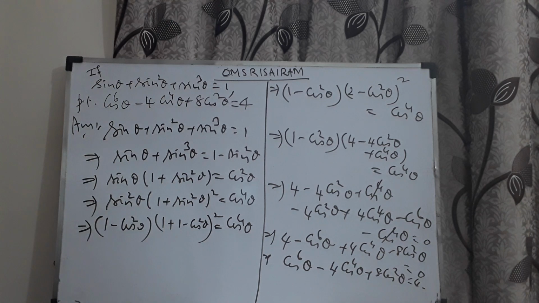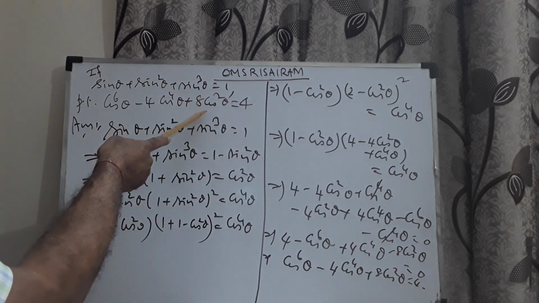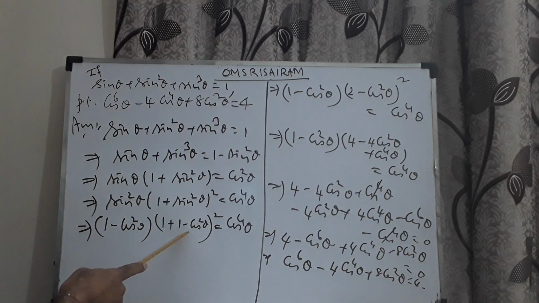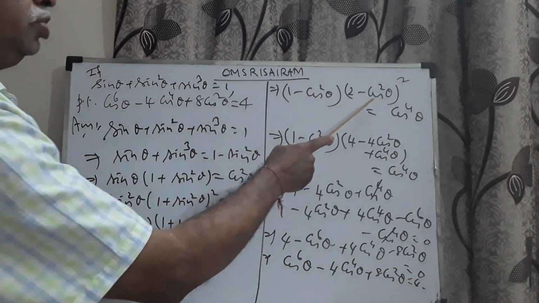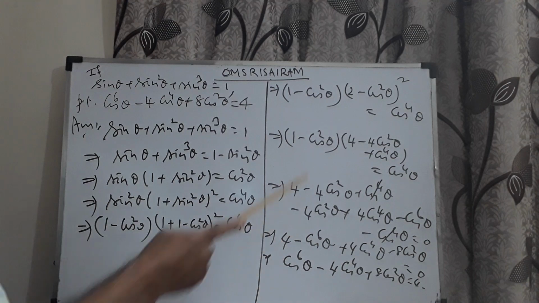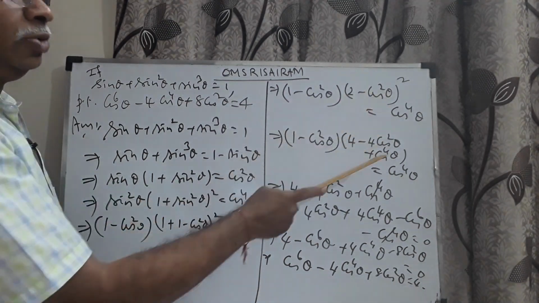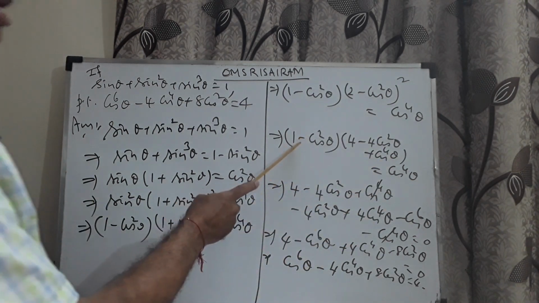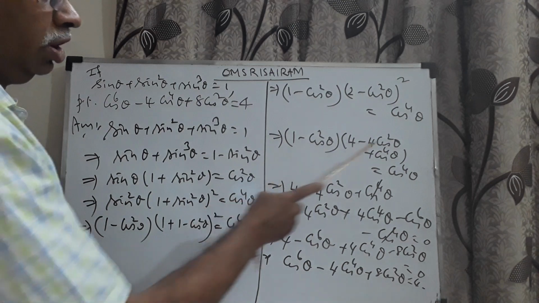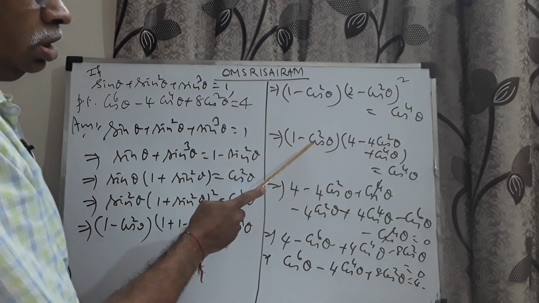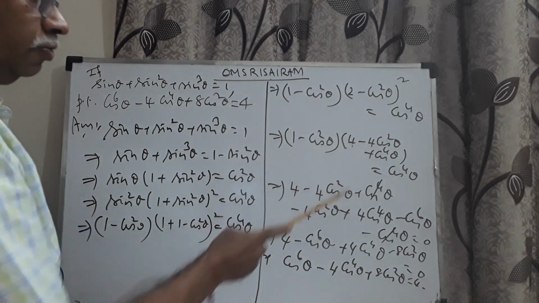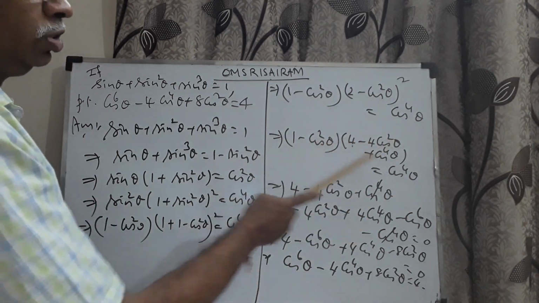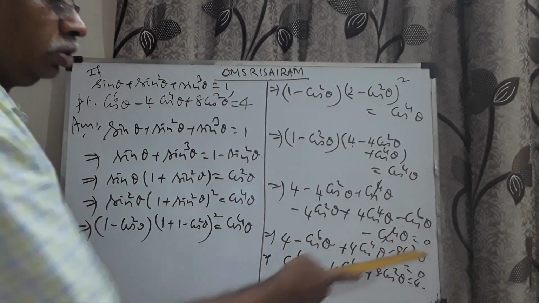I am trying to bring everything in terms of cosine because my final answer is in terms of cosine alone. 1 minus cos square theta into 1 plus 1 minus cos square theta whole square is cos power 4 theta. Sin square theta can be written as 1 minus cos square theta. 1 minus cos square theta into 2 minus cos square theta whole square is cos power 4 theta. Use the a minus b whole square formula: 4 minus 4 cos square theta plus cos power 4 theta is equal to cos power 4 theta. Let me just multiply fully inside here. 4 minus 4 cos square theta plus cos power 4 theta minus 4 cos square theta plus 4 cos power 4 theta minus cos power 6 theta minus cos power 4 theta is 0.